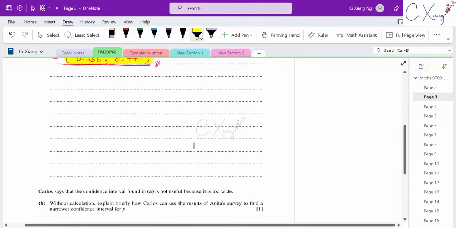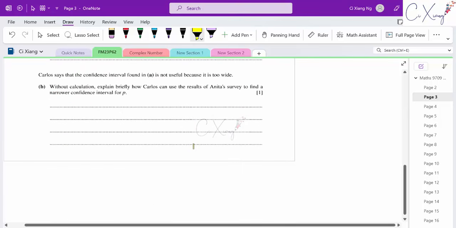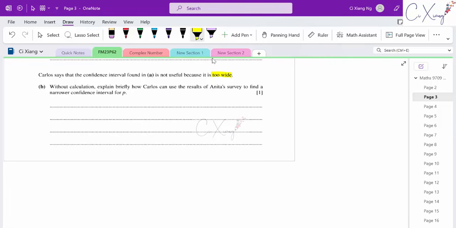Let's proceed to part B. For part B, Carlos says that the confidence interval found in A is not useful because it is too wide. So without calculation, explain briefly how she can use the result of Anita's survey to find a narrower confidence interval for P. So by using the same set of data, if you want to get a narrower confidence interval, we can change the value of z.